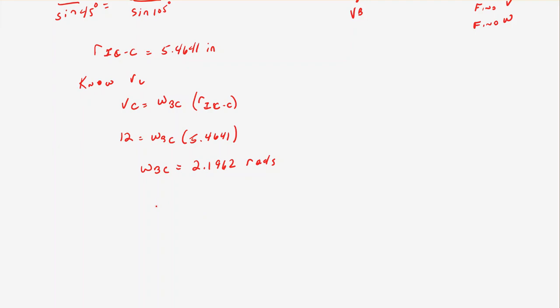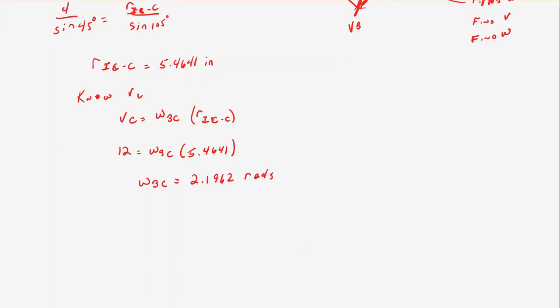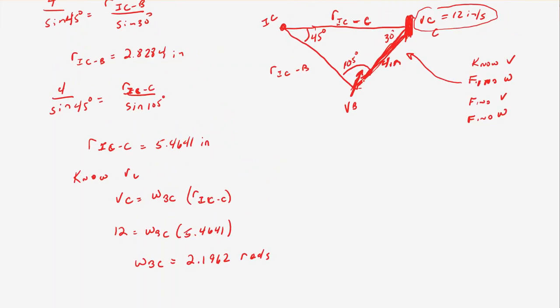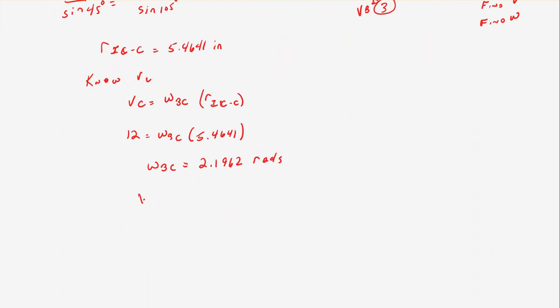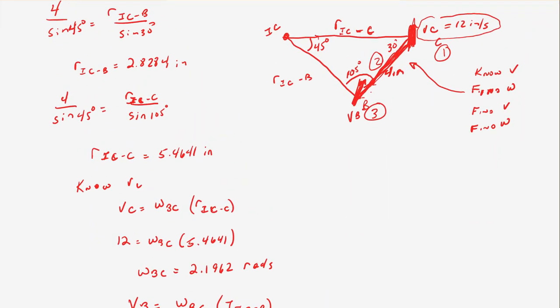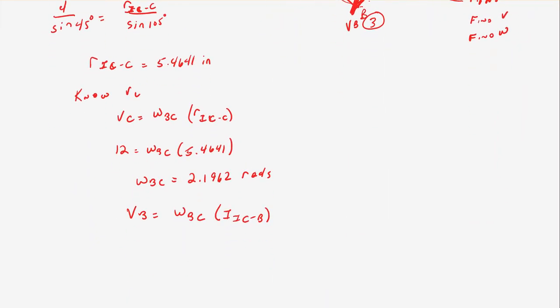Now that I know omega BC, do you see how the other end of it is point B, right? Here's BC. We were at C, so we were here. Then we came here. Now we're going to go over to V sub B. So V sub B is equal to omega BC times R of IC to B. See how we're working our way back in this direction?